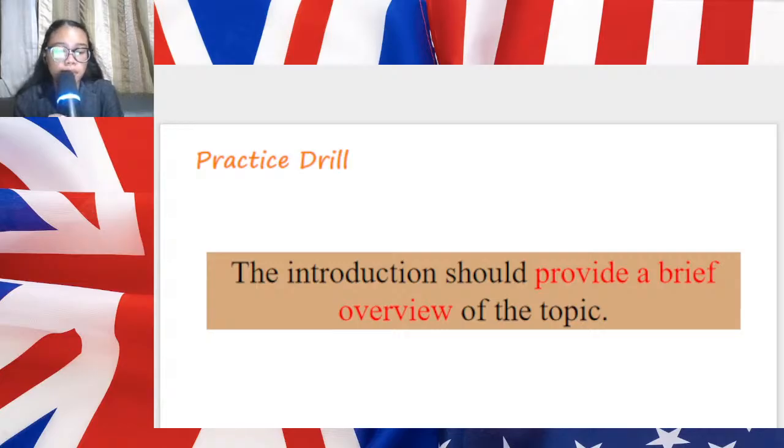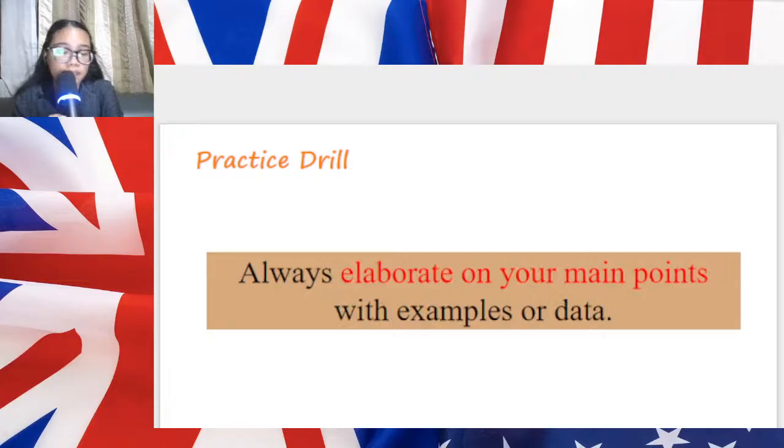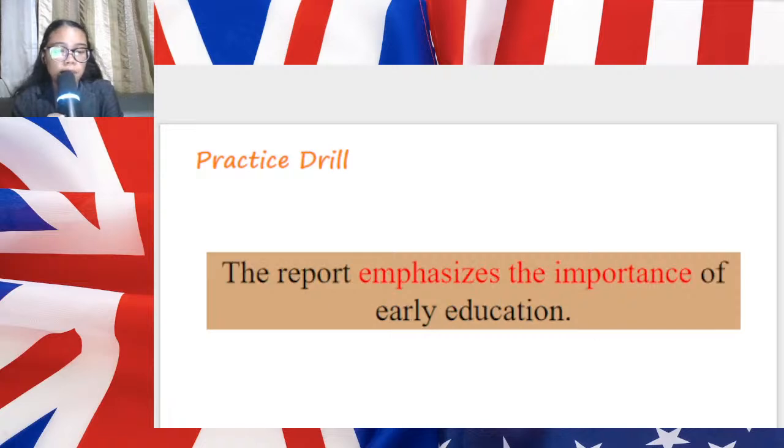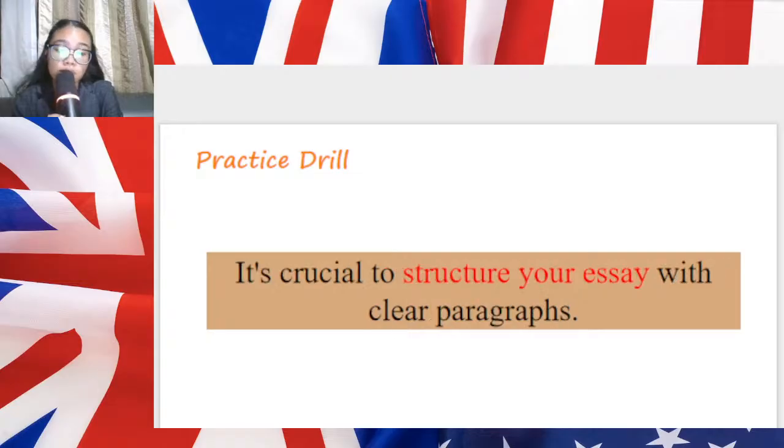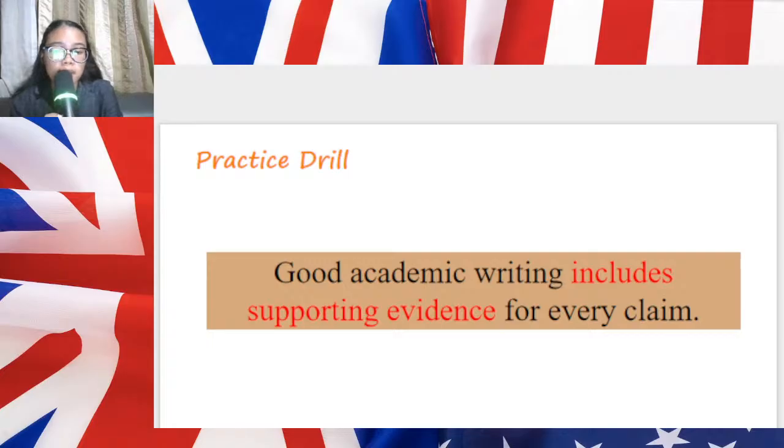Let's start with the first one. The introduction should provide a brief overview of the topic. Always elaborate on your main points with examples or data. The report emphasizes the importance of early education. It's crucial to structure your essay with clear paragraphs. Good academic writing includes supporting evidence for every claim.